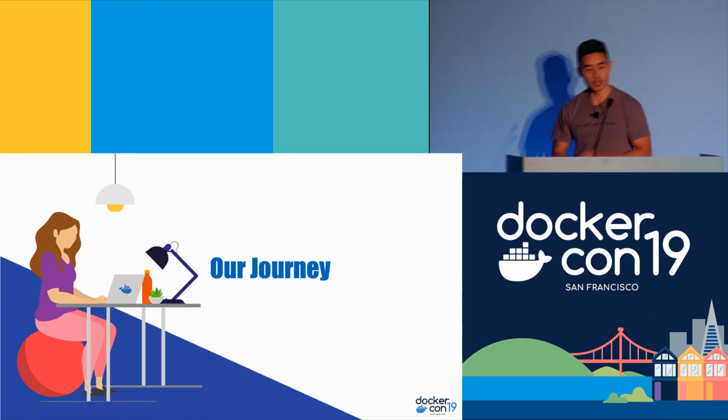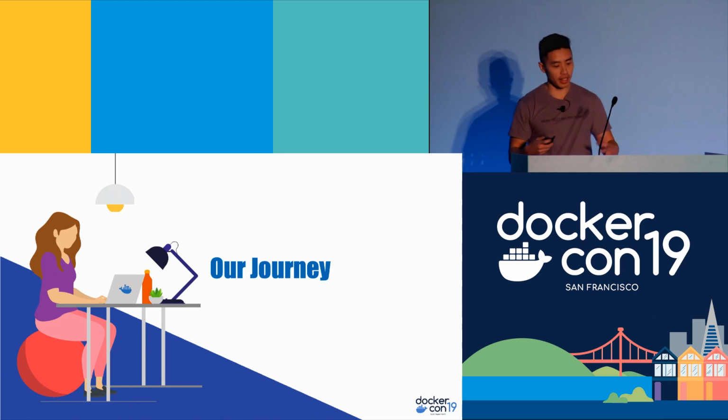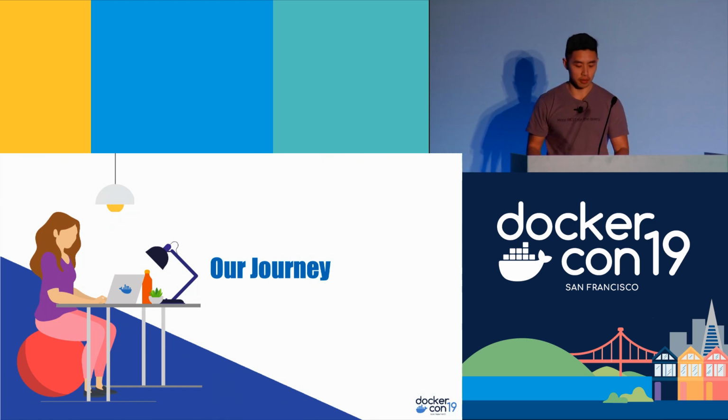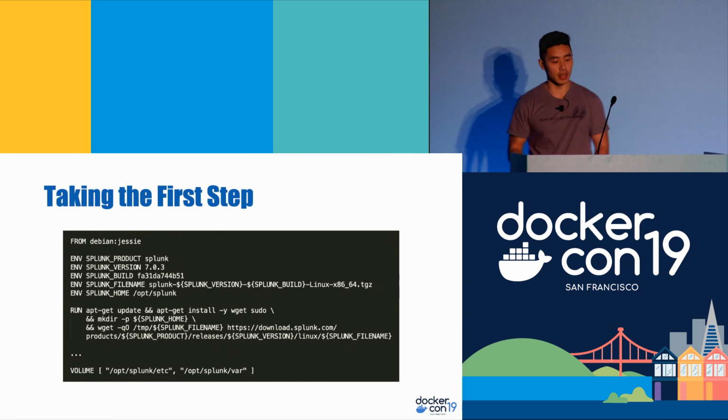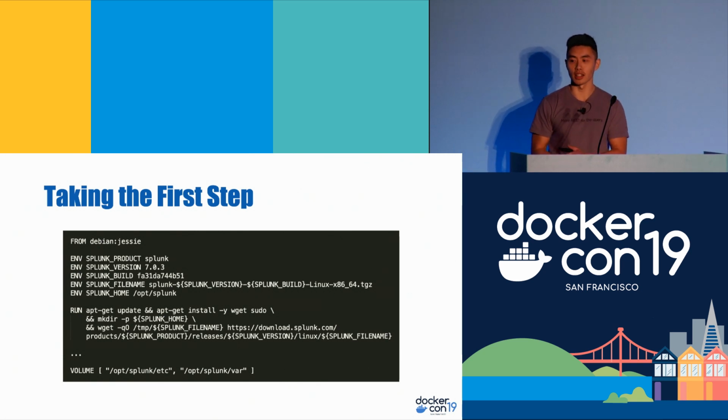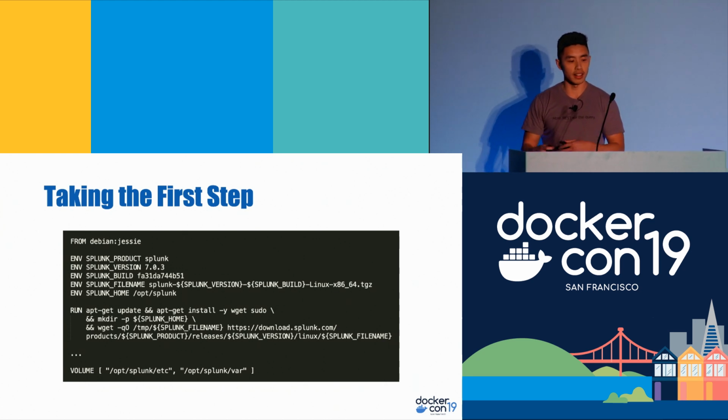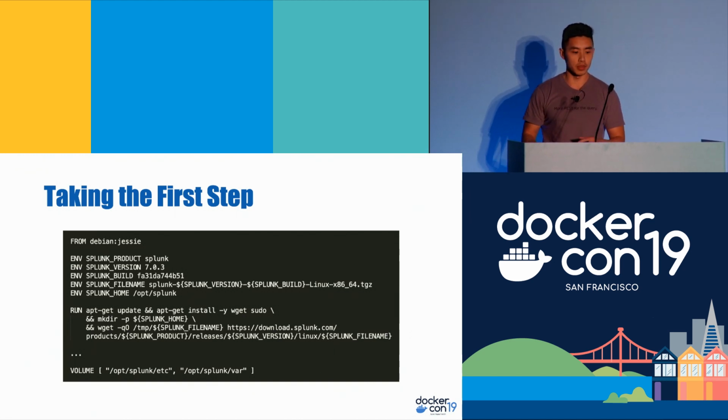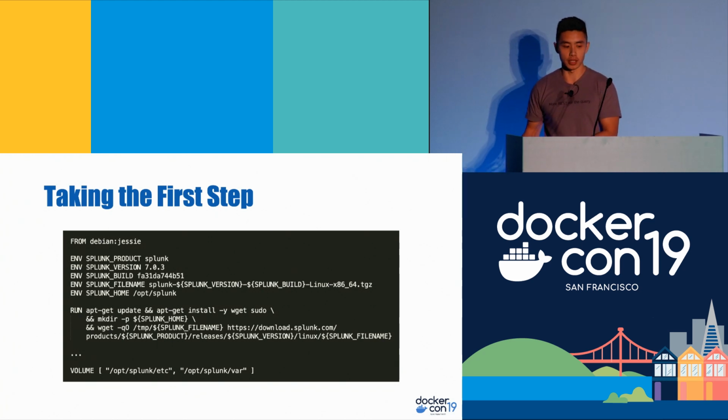So I'll be talking about our containerization path, how we got to where we are now. And for us, it really starts by taking that first step, building that first Dockerfile. You can see here, we started out by taking a convenient operating system image from Docker Hub, Debian Jessie in this case. We added a couple environment variables inside of this Dockerfile to determine what Splunk product as well as what Splunk version gets baked into this Docker image itself.